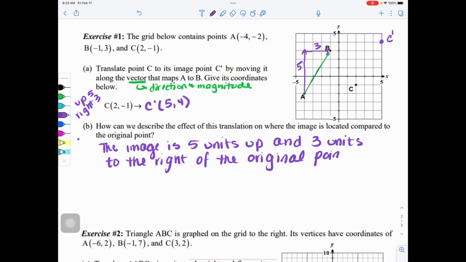So I wanted to show you an example where they're not going to tell you up, down, right, or left. They're just going to give you the vector, and then you're going to have to look on the coordinate plane to figure out what the vector is telling you to do. And all you need to do is count the boxes of how it moved, and it's going to move in the direction that the vector is pointing.